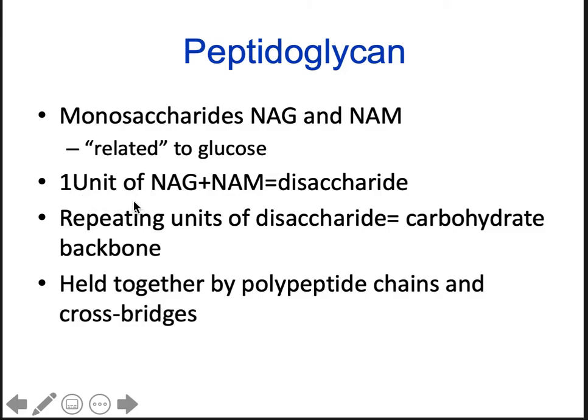Okay, so one unit of them together, right? So 2 monomers put together is a disaccharide. And then we get repeating units of this disaccharide of NAG and NAM to make the actual carbohydrate, which is the backbone of the wall, okay, the cell wall. Each of these carbohydrates are held together by polypeptide chains, and so that's where you get the peptido for peptide and the glycan for sugar.